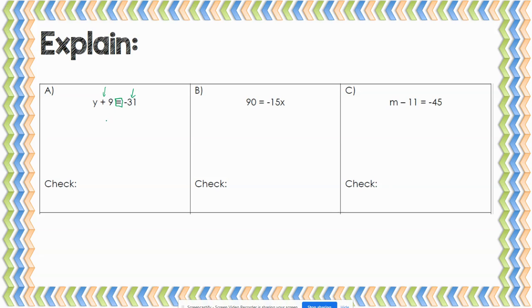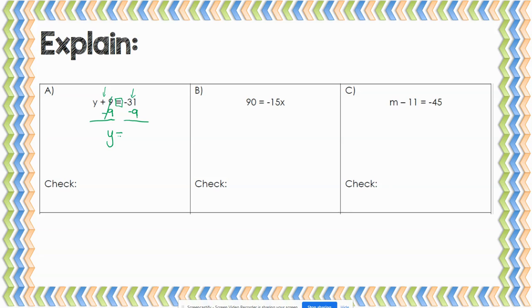To get rid of the 9, I would need to use the inverse or the opposite of adding 9. The inverse of adding 9 is subtracting 9. I need to do this on both sides of my equation so that I can keep my equation balanced. So I'm going to subtract 9 on both sides. Over here, you'll notice that we have positive 9 minus 9. That makes 0. So if I have y plus 0, it's just y. That means that these cancel each other out and leave me with y.